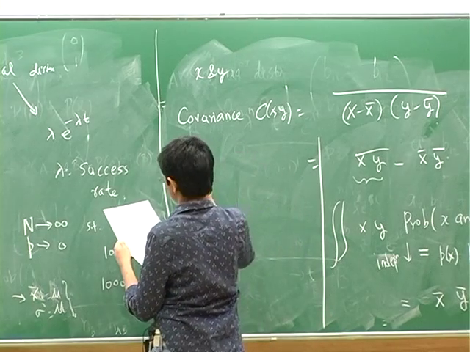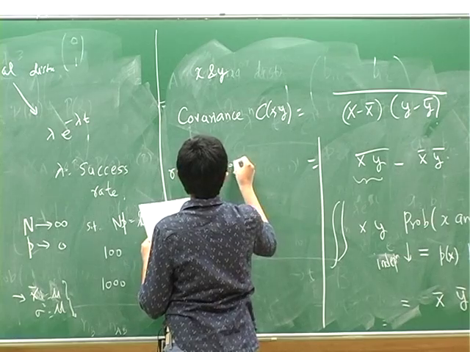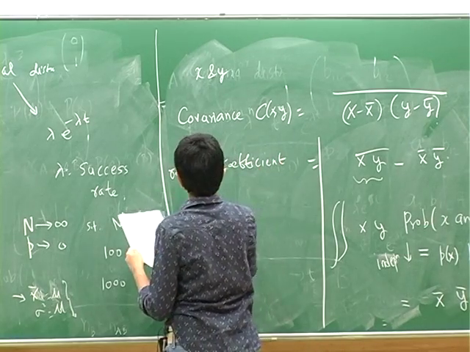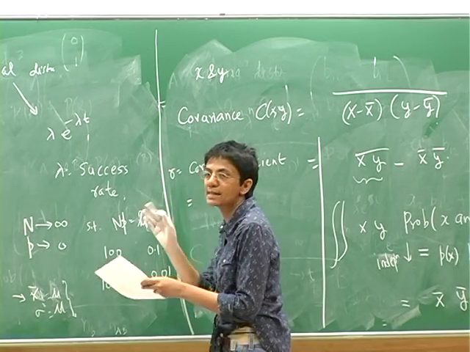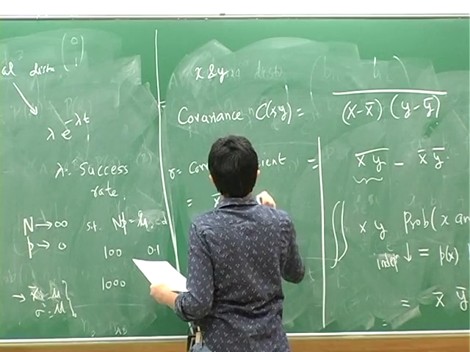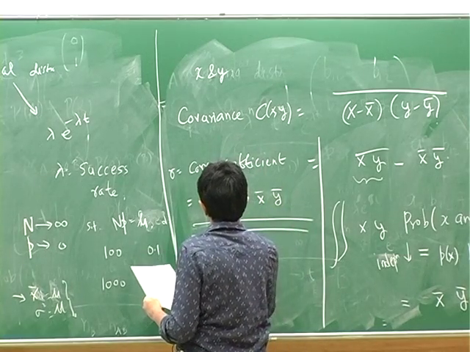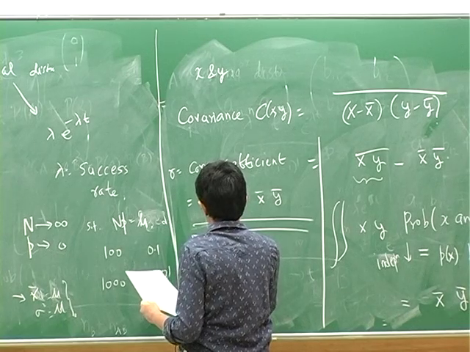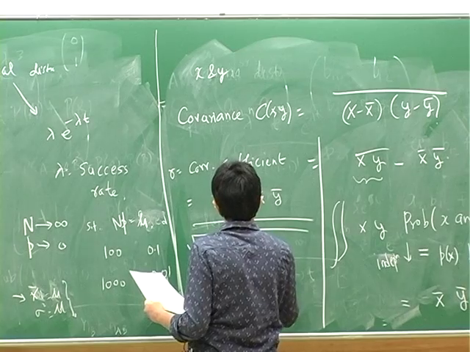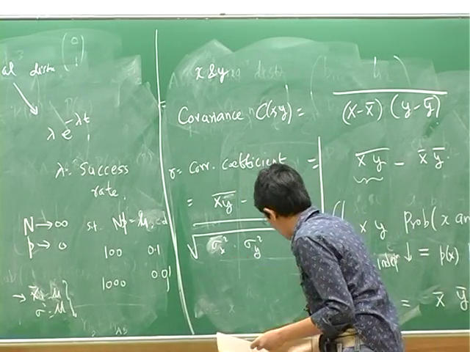So one defines the correlation coefficient. So it's just a way of normalizing things. Divided by sigma x squared into sigma y squared. This is called a correlation coefficient.